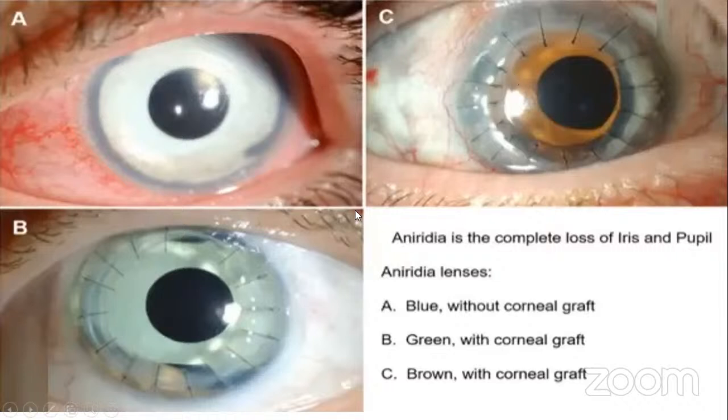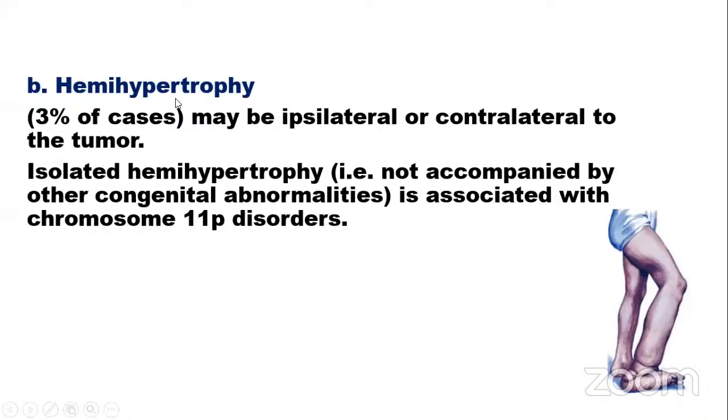This is aniridia in this patient, and as you see, this is blue without corneal graft, and here we have green with corneal graft. As you see, this is the graft, the suture material here, and here we have brown with corneal graft. This is aniridia.